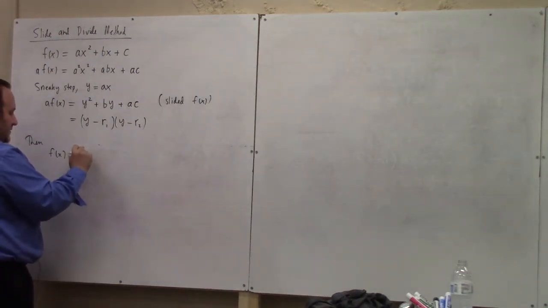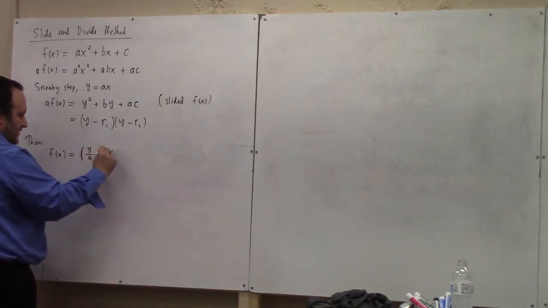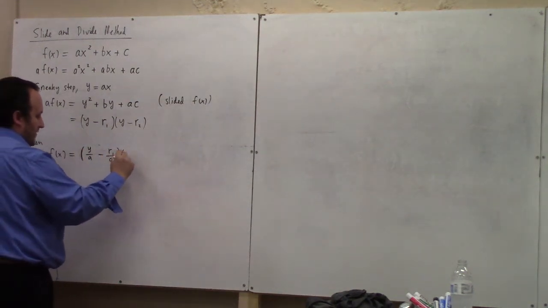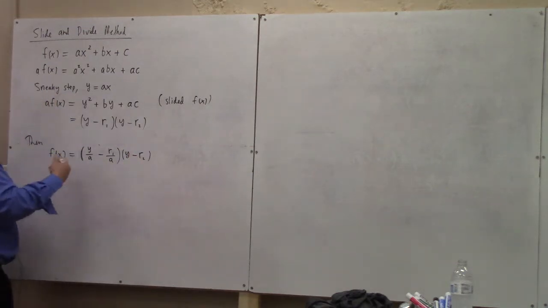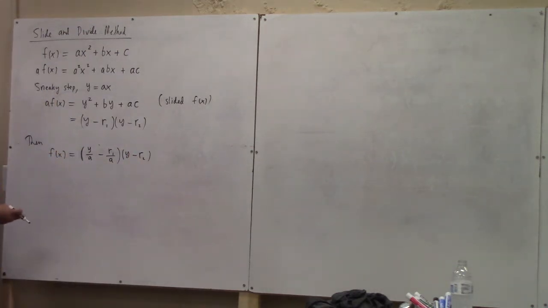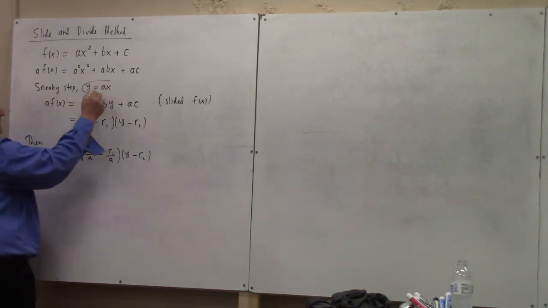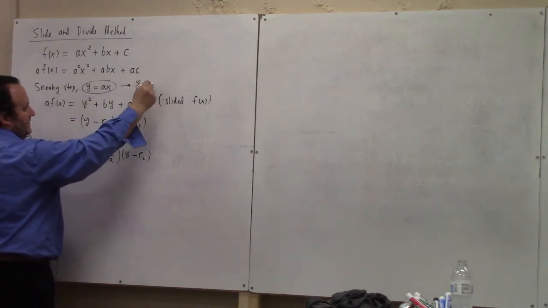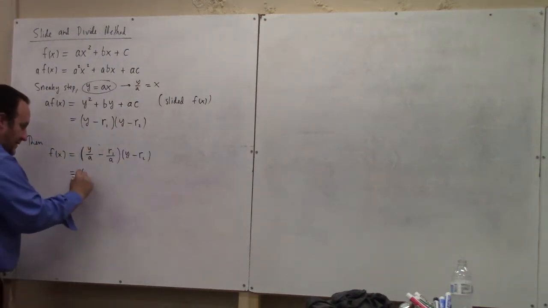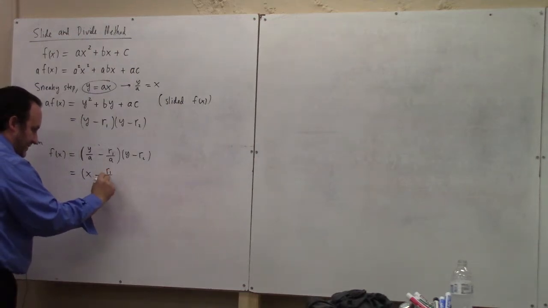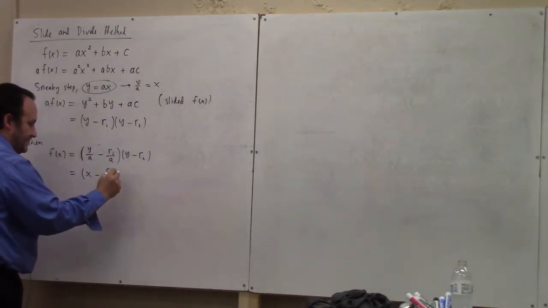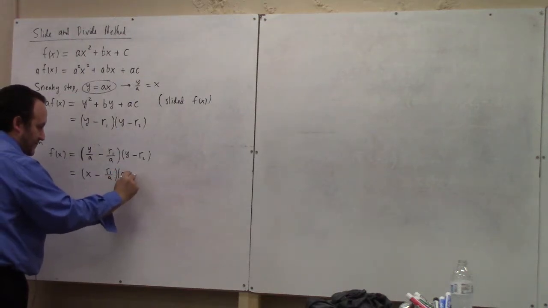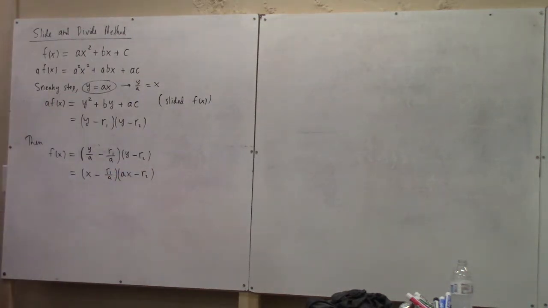So, y over a minus r1 over a times y minus r2. But in terms of x, what's y over a? See this up here? If y is equal to ax, then y over a is what? Just x again, right? So this is x minus r1 over a times ax minus r2. And that's the slide and divide method.